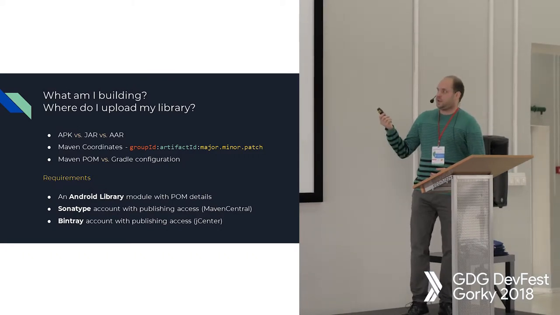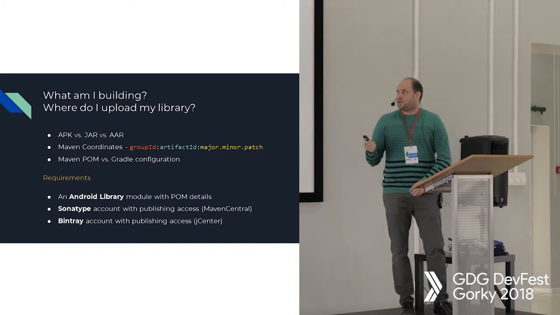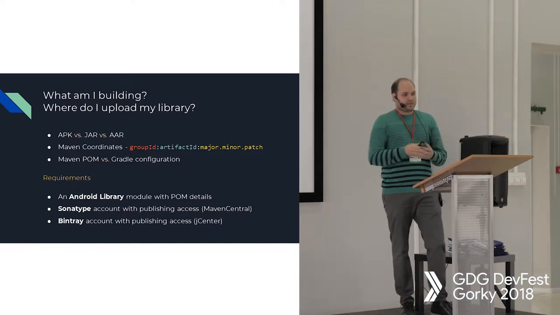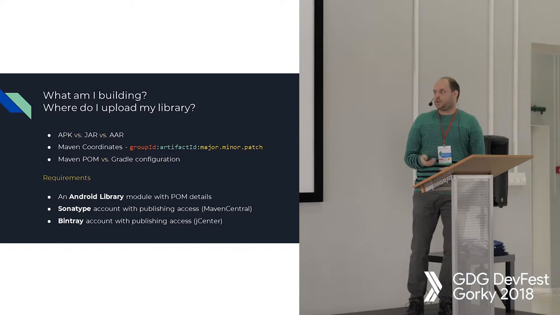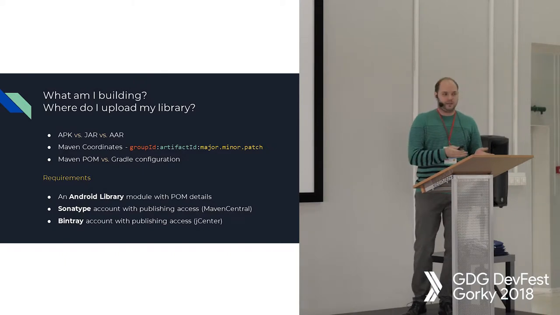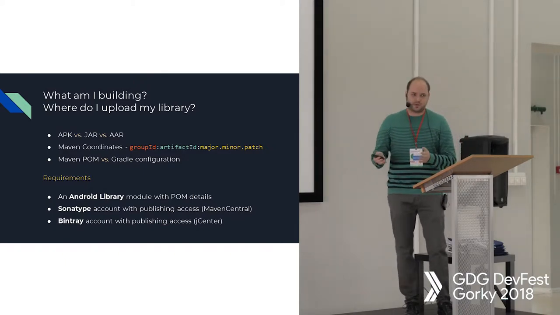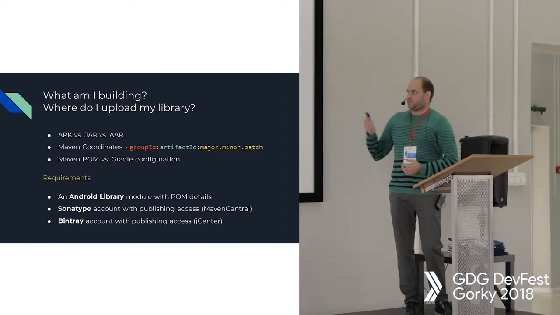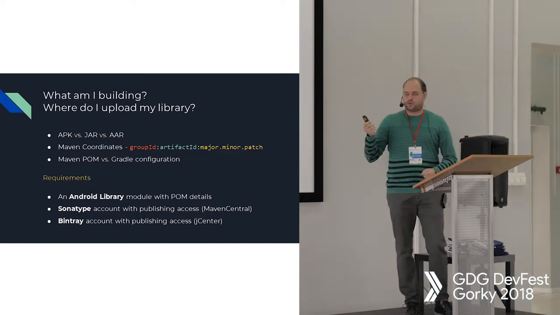And then there is an AAR. You may have seen this. It's basically a jar plus Android resources. It's not an APK, but it's not a jar, so somewhere it's in between. And you're publishing an AAR. It's short for Android Archive.